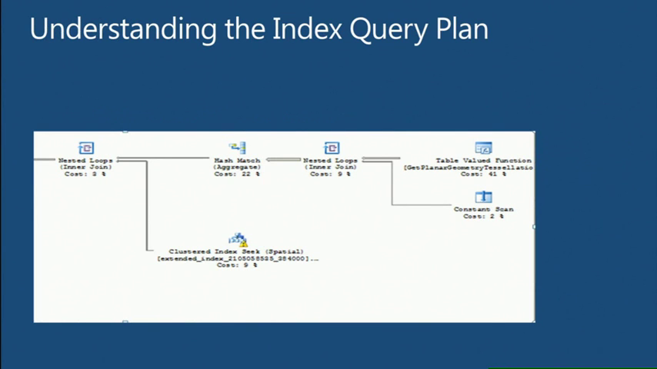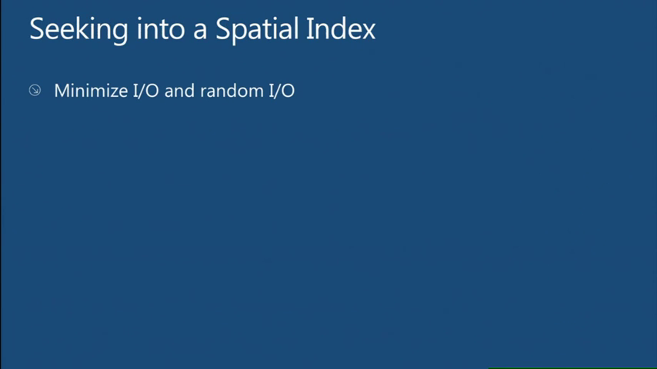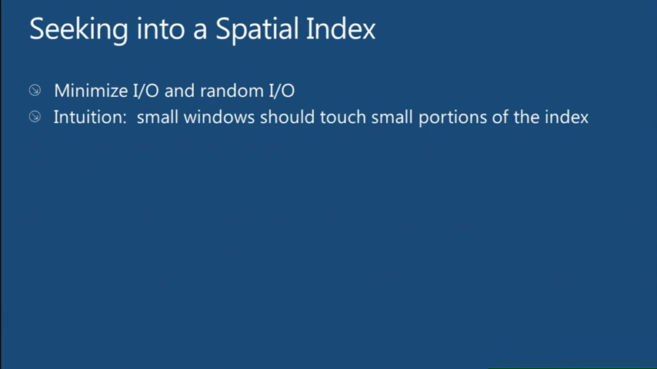So now that we have all that information about costing and other things, let's try to understand why that query plan looks so complex. If you look at that, you kind of wonder what's going on here. Well, the first thing, if you are looking inside the index, is that we want to make sure the index lookup itself is efficient. So we want to minimize our I/O and random I/O. That means small windows should only touch small portions within the index.